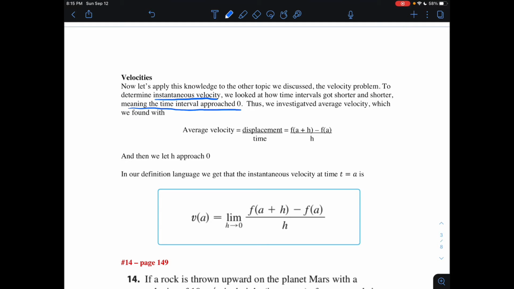So essentially no time was going by to give us this idea of instantaneous velocity. So using our language that we just introduced, we get that the instantaneous velocity at time t equals a is v of a, meaning the velocity at time a, equal to the limit as h approaches 0 of f of a plus h minus f of a divided by h.